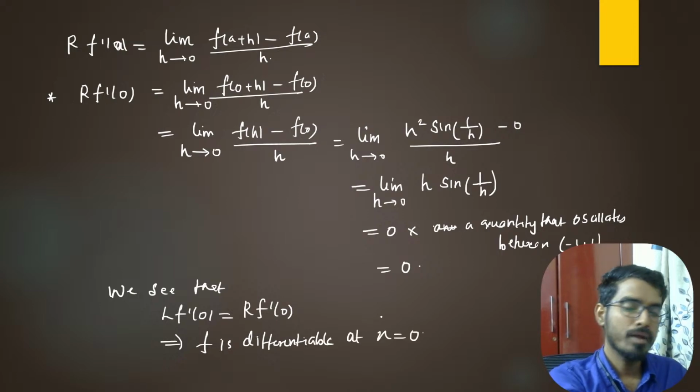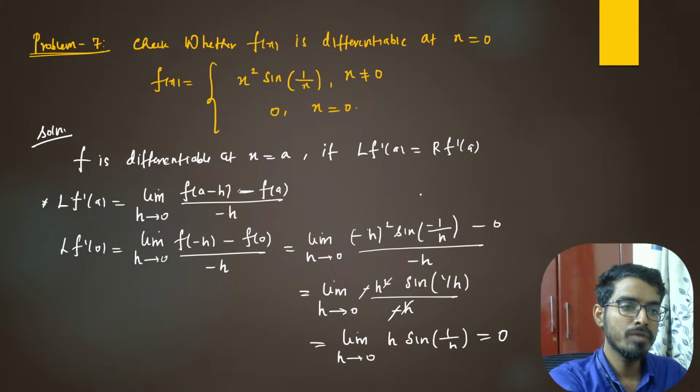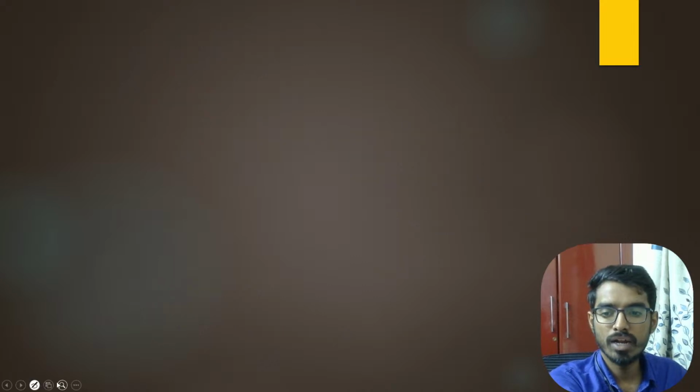Very simple. Continuity means limiting value has to be equal to function value. Differentiable at that point means L of f dash of a has to be equal to R of f dash of a. We'll move on to problem number 8.